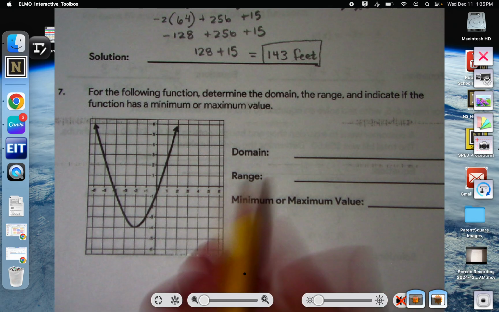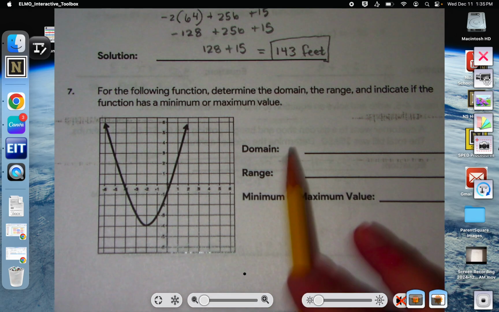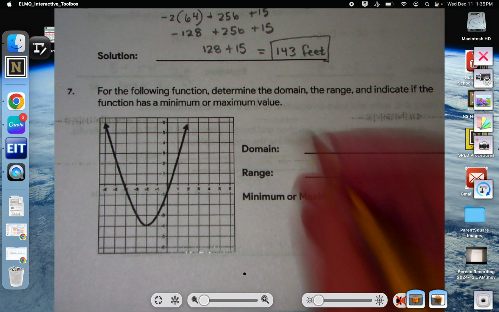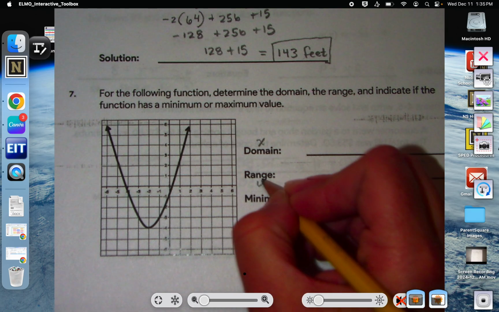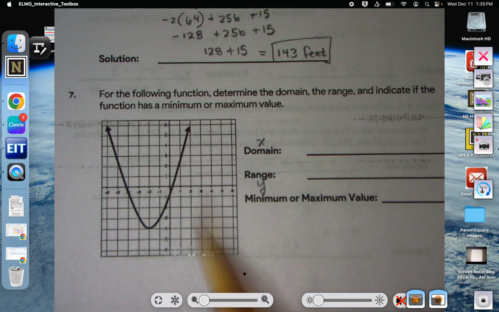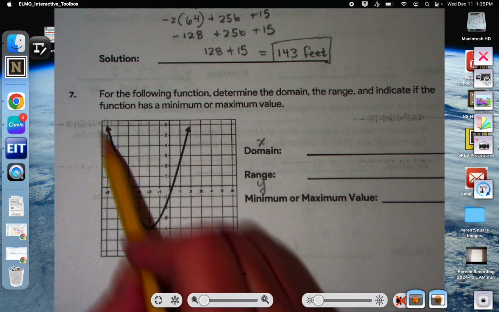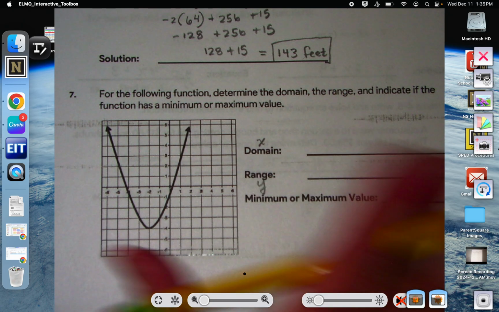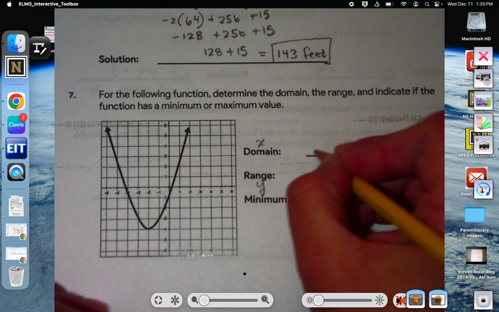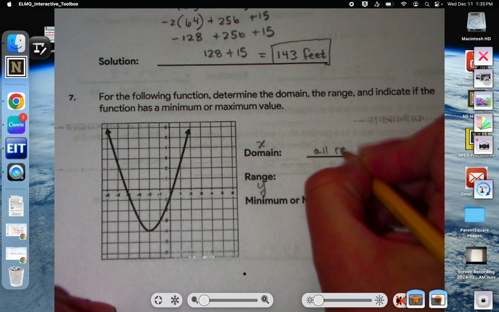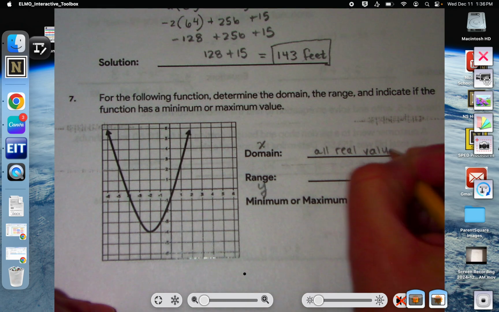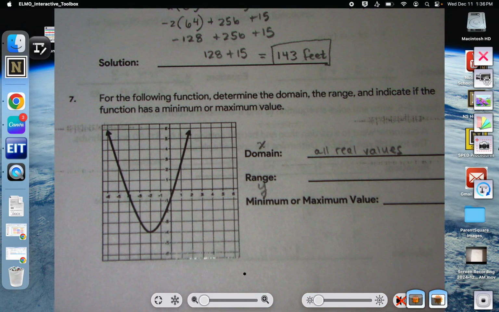Next question, we have one of these cool graphs. We're finding the domain and the range. The domain, remember, is all of the x values. Range is all the possible y values. So the domain for this, because it has the arrows, is going to continue in these directions and just keep spreading out all of the x values. So the domain is all real values. Right? Every x value will work.